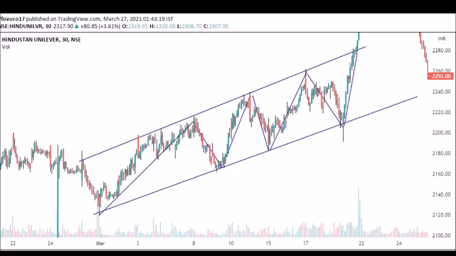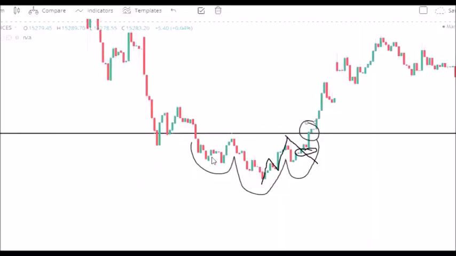Next, let's also check another pattern, that is head and shoulder. This is an inverted head and shoulder pattern. You can see the left shoulder is lower than the right shoulder. So this is a perfect inverted head and shoulder. If you are a normal trader, where will you take the trade? Your entry point will be here if you are a normal trader.